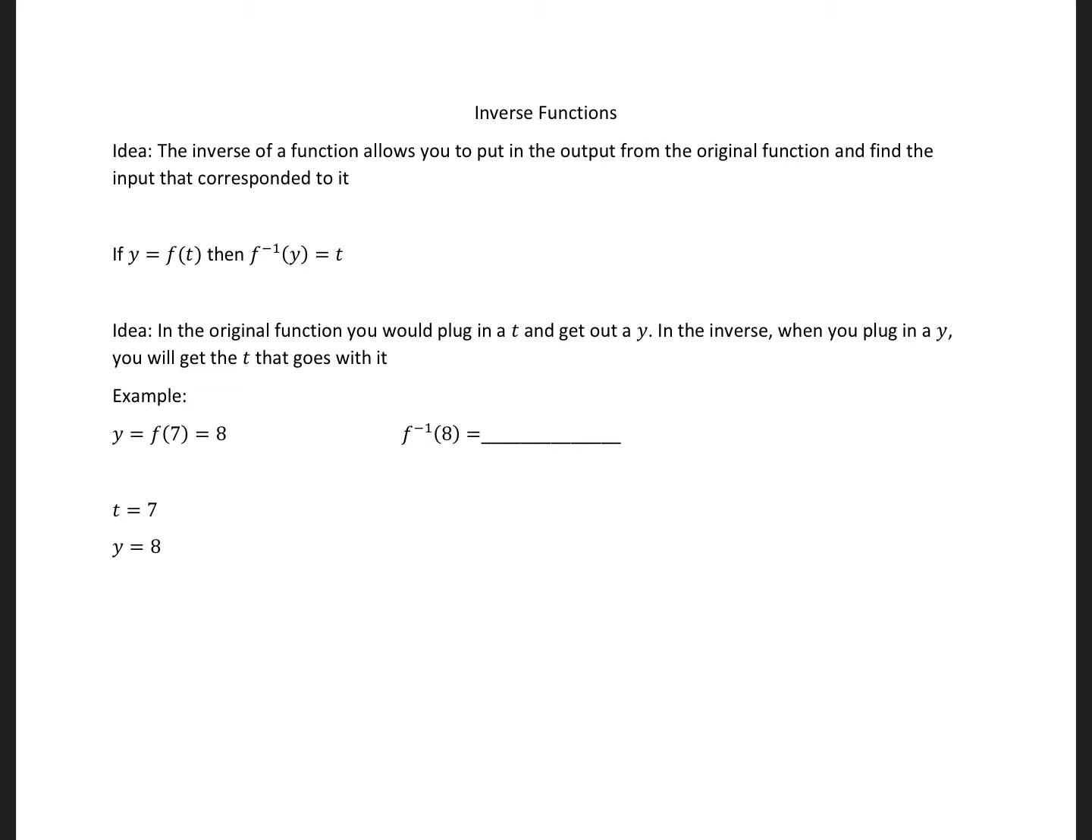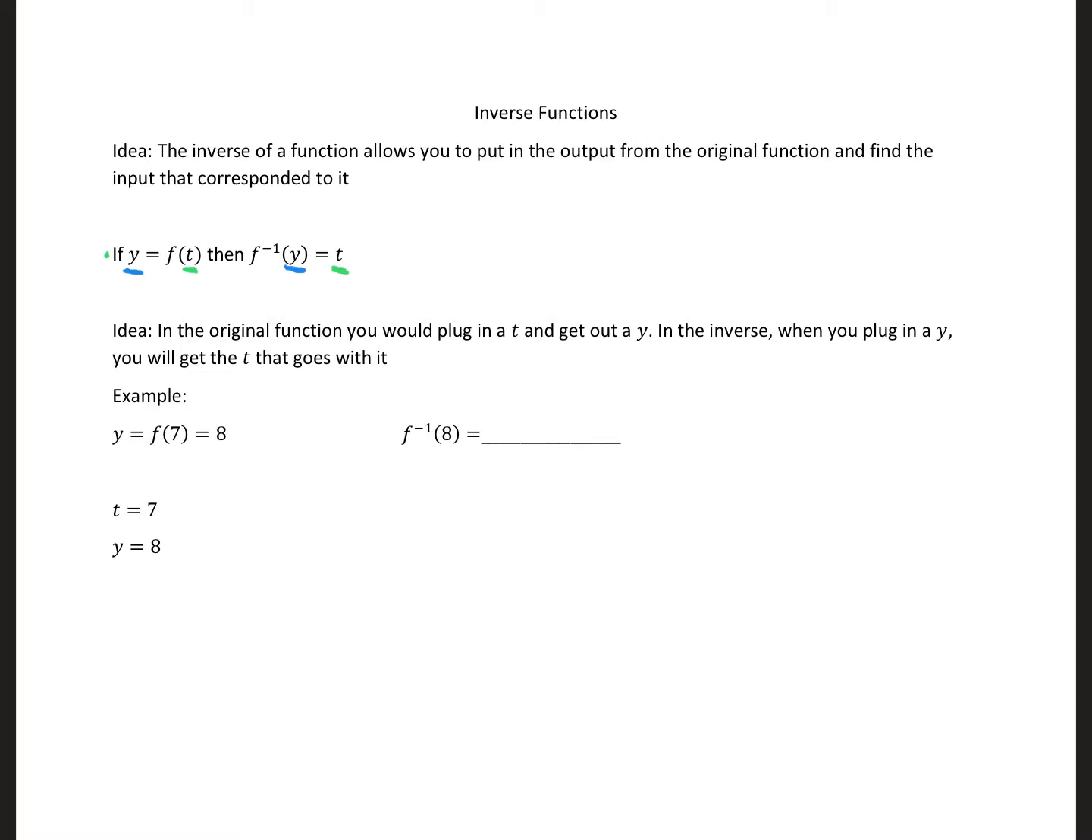So here's the idea. If y equals f of t, we are inputting a t and outputting a y. In the inverse function, you're going to put in that same y value and you're going to get out of it the corresponding t, the input that would have gone with it in the original function.